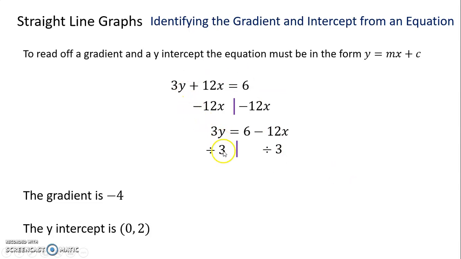If I divide 3y by 3, I'm going to get y. 6 divided by 3 will give me a 2, and negative 12x divided by 3 will give me negative 4x. And now I can read off that the gradient is negative 4 and that the intercept is 0, 2.